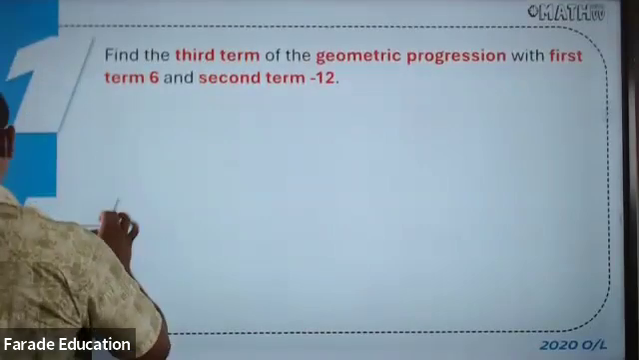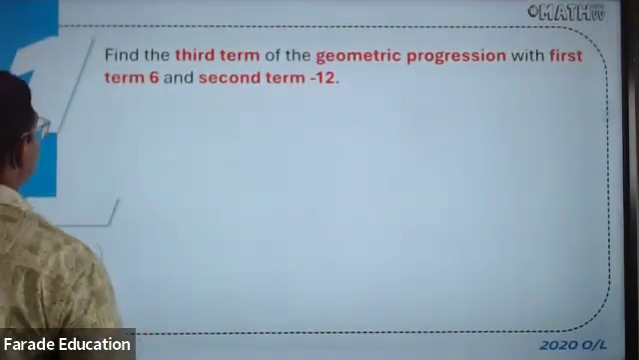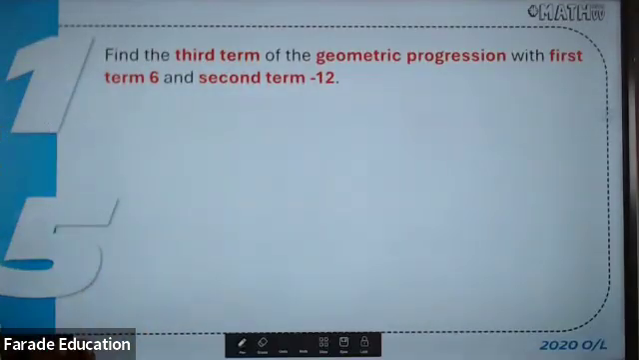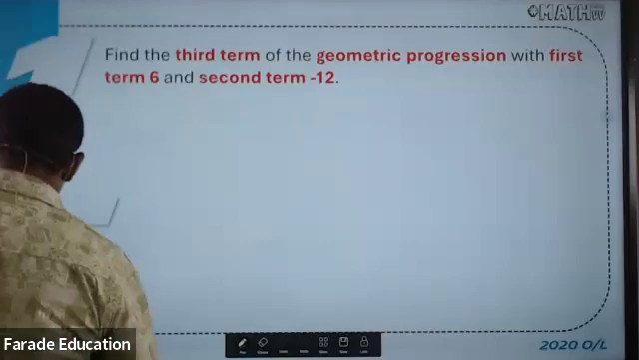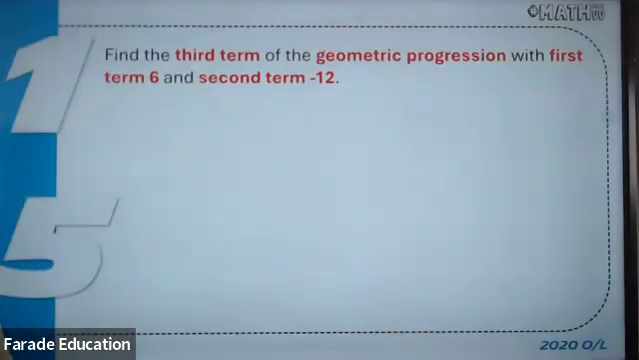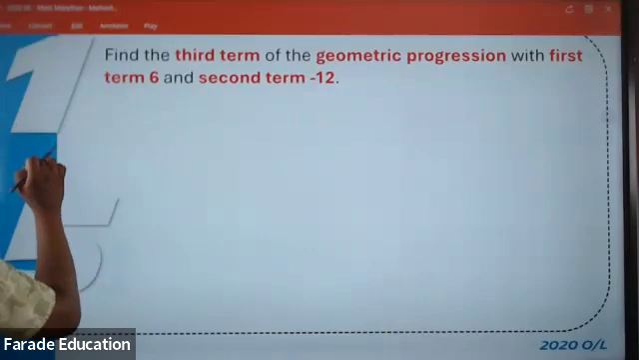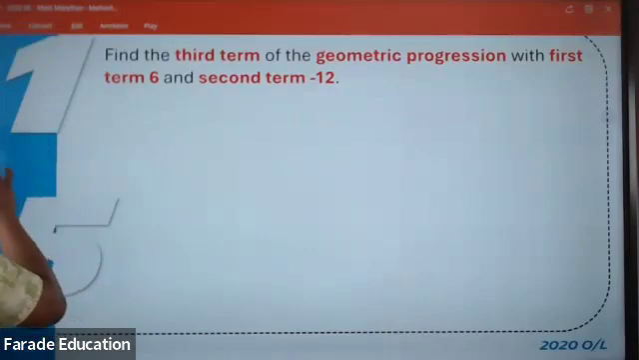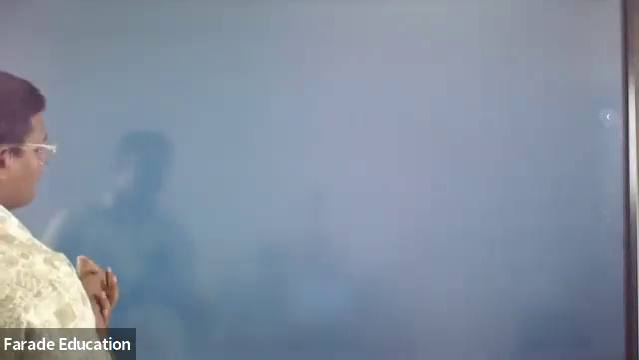15th question. Find the third term of a geometric progression with the first term 6 and the second term minus 12. Okay. For this, I need the whiteboard. We have started progression in grade 10 and 11 both. So I hope the kids are aware of how the progression works.